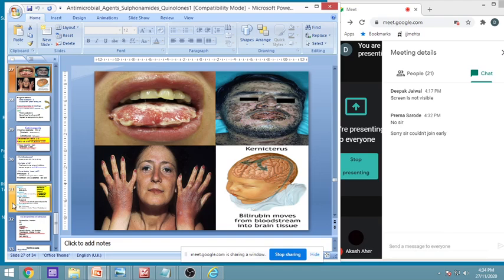This is the whole situation, and this is the kernicterus, which is there with the bilirubin, which comes to brain, and it is very dangerous if it reaches the brain. That is the problem jaundice people are having. So these are various situations which are very dangerous, and therefore its use has to be very, very carefully done.